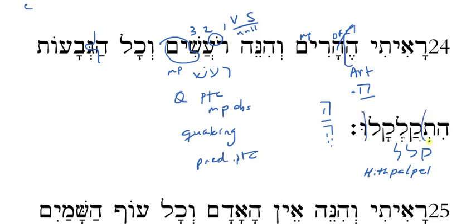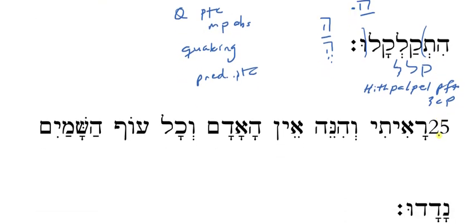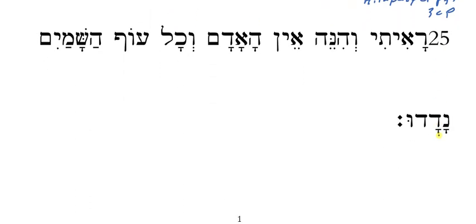You see the shureq here indicates that this is a perfect 3cp. And this basically means to be shaken or to jolt back and forth or to and fro. So the hills basically shook to and fro, jolted back and forth. Pretty amazing sight to behold, I'm sure.